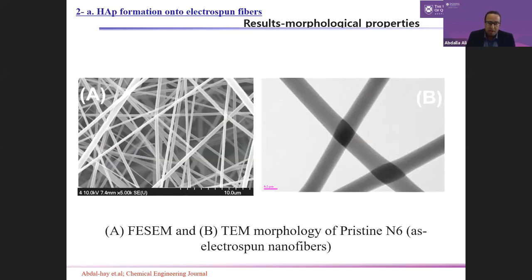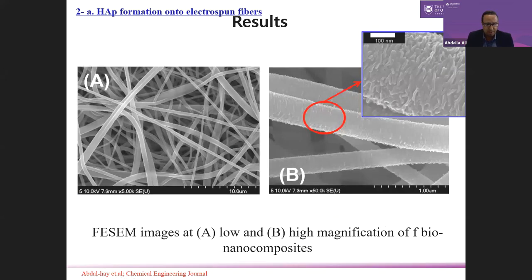This SEM image shows the topography of the electrospun fiber. It looks similar to extracellular matrix, and the SEM imaging indicates the surface is smooth and doesn't have any rough features. But after hydrothermal treatment and coating the scaffold with hydroxyapatite, starting from 30 minutes up to 1 hour or up to 3 hours, we did a proper study on that.